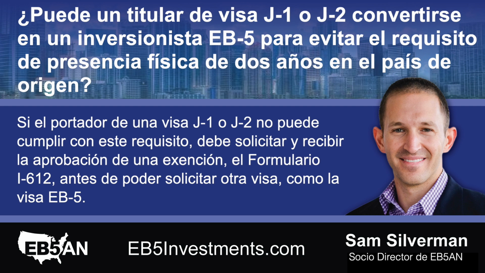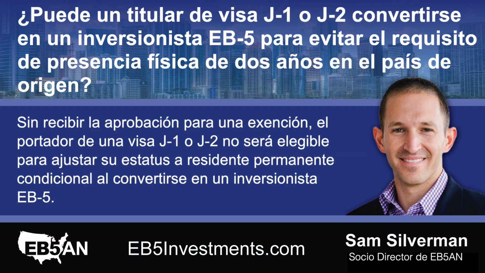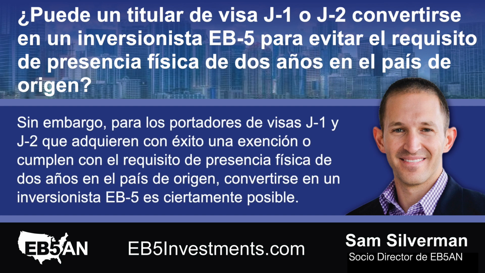a waiver, Form I-612, before being able to apply for another visa, such as the EB-5 visa. Without receiving approval for a waiver, a J-1 or J-2 visa holder will not be eligible to adjust status to conditional permanent resident by becoming an EB-5 investor. However, for J-1 and J-2 visa holders who successfully acquire a waiver or fulfill the 2-year home country physical presence requirement, becoming an EB-5 investor is certainly possible.